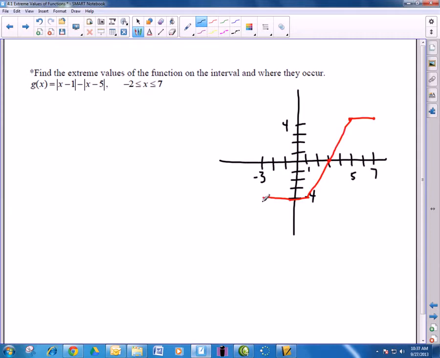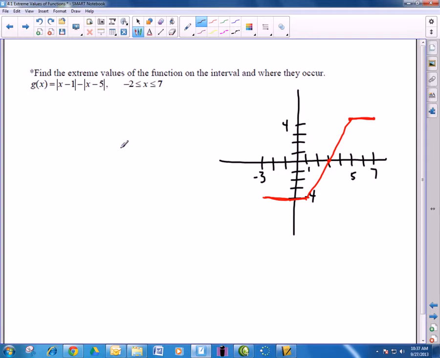So here we have the function. This is what it looks like. It's just a straight line, just a straight line right here from -3 to +1. And then a straight line from +5 to +7. Then you would connect those. So you're looking for the max and min.